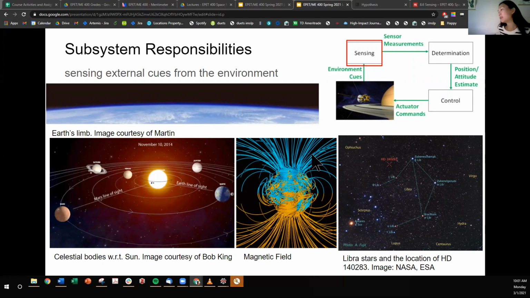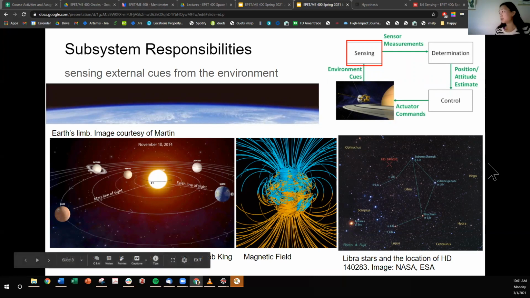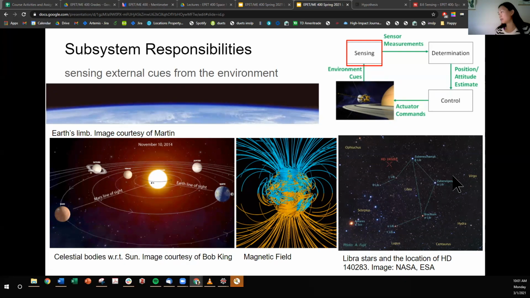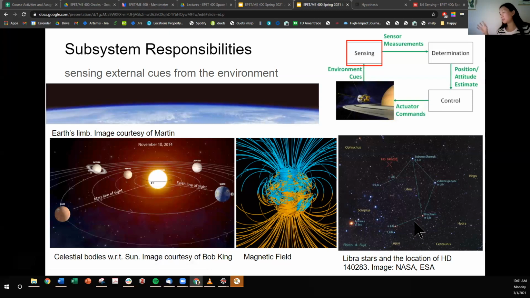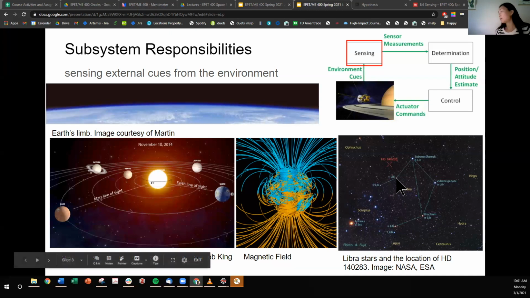Other useful measurements could include the magnetic field, if you're in low Earth orbit, or if you're maybe around Jupiter. You can also use the stars as reference cues. You can see here there are certain constellations that are labeled. For us, when we're stargazing, we recognize constellations. For satellites, they pick up on these little dots and do some pattern recognition. Based off of the constellations that you see, you can figure out how you're pointed in space.